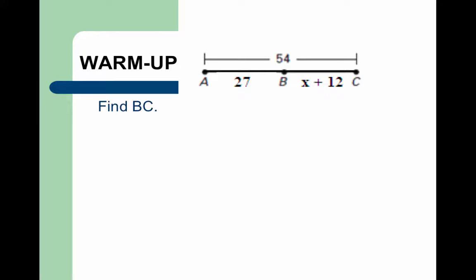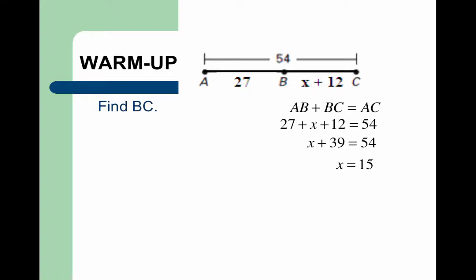For this warm-up, I'd like you to try to find BC. So we're going to use the segment addition postulate and set up AB plus BC equals AC. Let's plug in our knowns, add like terms, and subtract from both sides. And we get x equals 15.